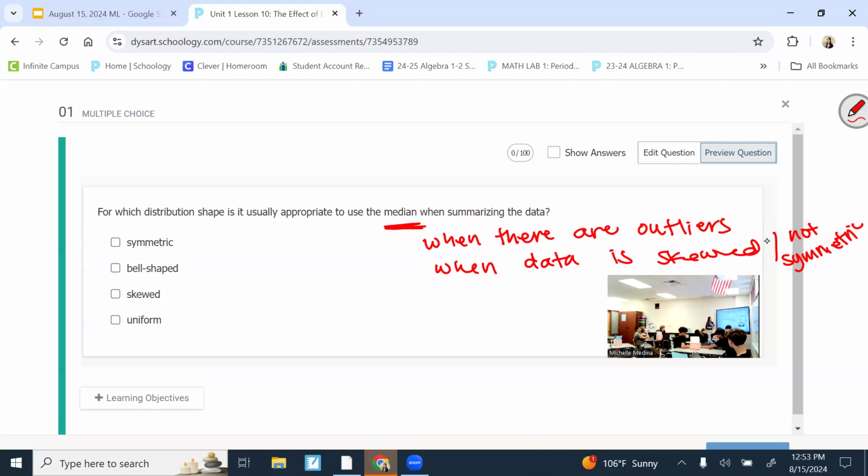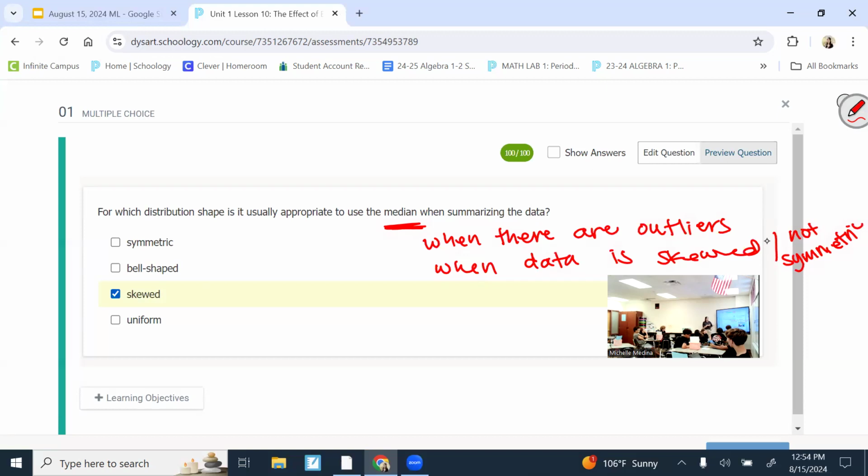So symmetric is obviously symmetric. We're not going to pick that one. Bell-shaped, is that symmetric? So for things that are symmetric, I'd rather use the mean, not the median, so don't pick that. Skewed is when we prefer to use the median.